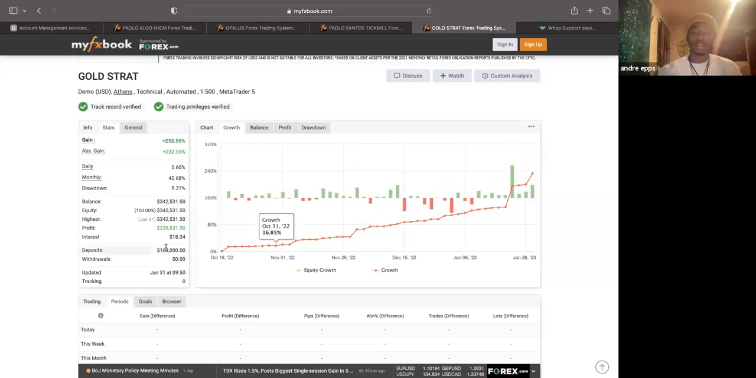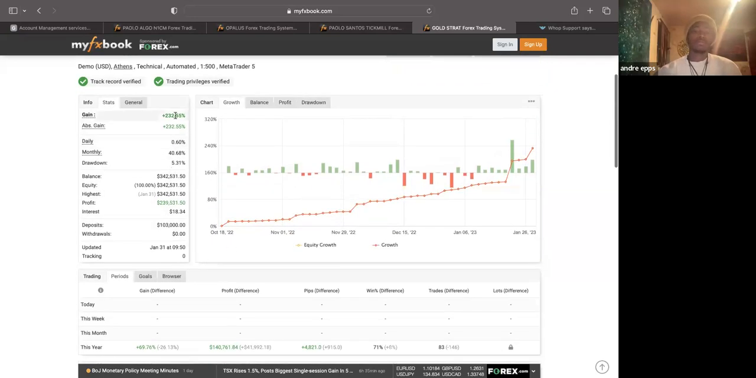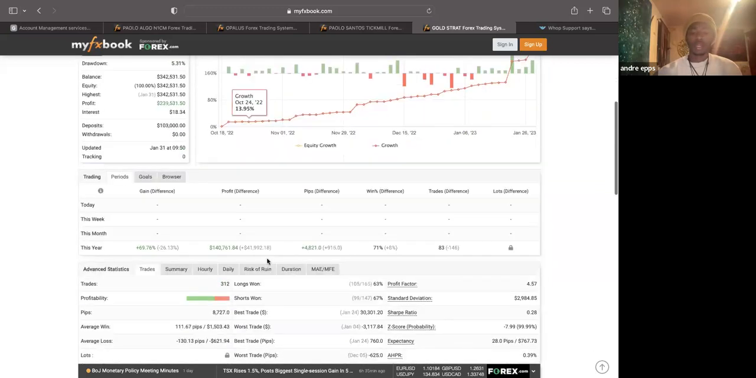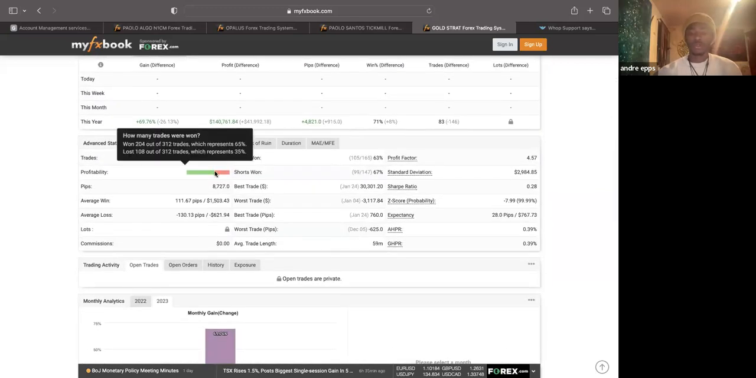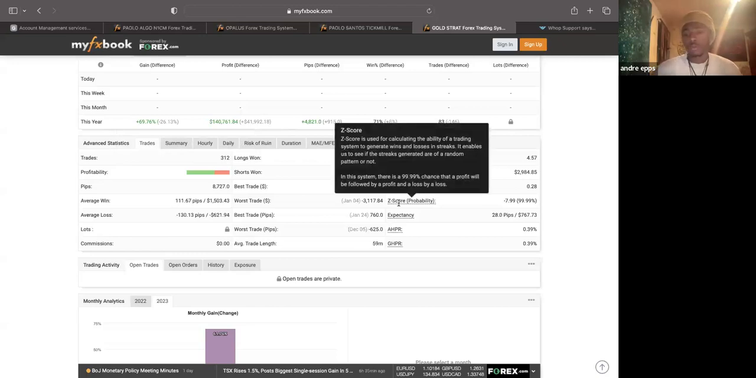Obviously, it started with a $100,000 demo. It made 232% within that period of time, which is beautiful. It took 312 trades. The win percentage and the loss percentage is right around the same ballpark, which is beautiful. It won 65% of its trades and it lost 35% of its trades. Even with the buy percentage and the sell percentage, it is right around the same number as well. Even down to the Z-score probability, there's a 99% chance that a profit will be followed by a profit and a loss will be followed by a loss.